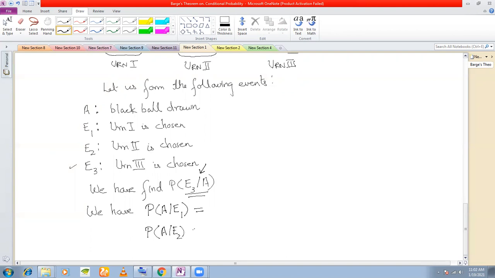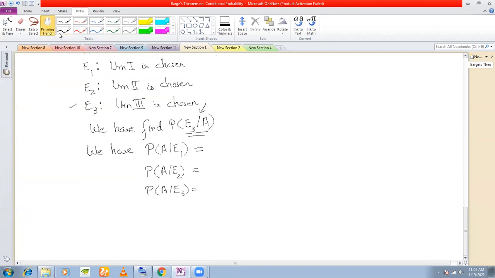P(A/E1), P(A/E2), P(A/E3) must be given. Do you see what the trend is here? We have to find P(E3/A), which is just the inverse of this. So P(A/E1), P(A/E2), P(A/E3) must be given. Do you see the pattern here? Yes, sir. So after framing the questions, you will now look at the probabilities.